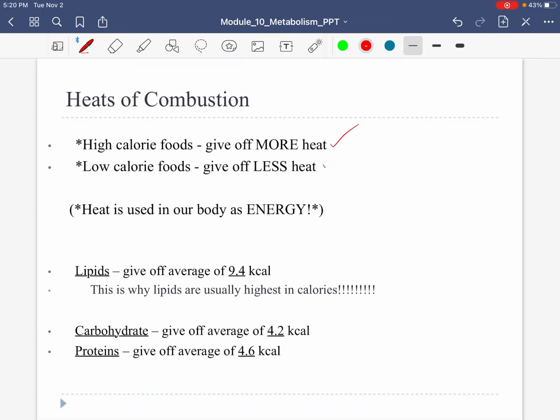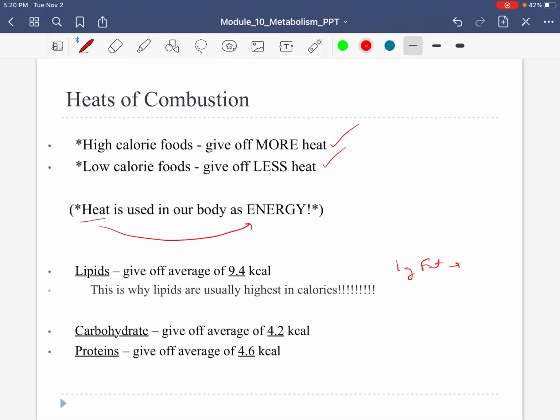High-calorie foods give off more heat. The Big Mac would give off a lot of heat in the bomb calorimeter. Low-calorie foods give off less heat. Remember, heat in our body can be used as energy. We talked about this already.